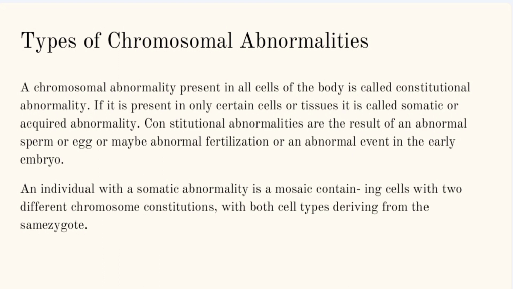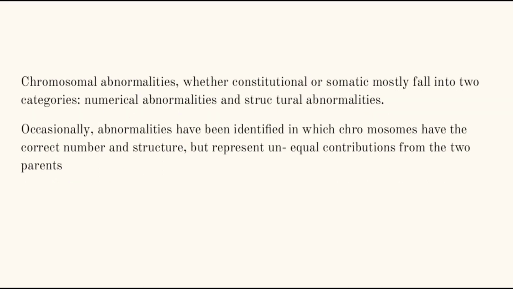Constitutional abnormalities are the result of an abnormal sperm or egg, or maybe abnormal fertilization, or an abnormal event in the early embryo. An individual with a somatic abnormality is a mosaic containing cells with two different chromosome constitutions, with both cell types deriving from the same zygote. Chromosomal abnormalities, whether constitutional or somatic, mostly fall into two categories: numerical abnormalities and structural abnormalities. Occasionally, abnormalities have been identified in which chromosomes have the correct number and structure, but represent unequal contributions from the two parents.